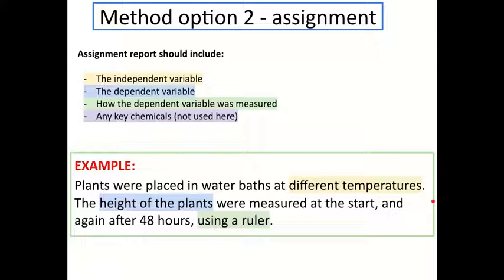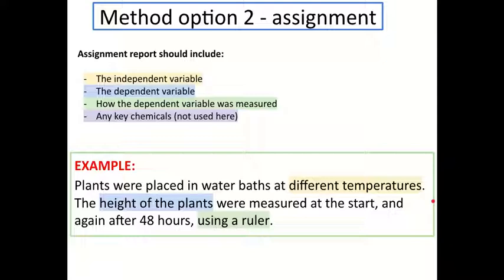So I've mentioned the independent variable, which is highlighted in yellow, which is the changing temperatures. I've mentioned the dependent variable in blue, which is the height of the plants being measured, and I've mentioned how they were measured, so I've said using a ruler in green.